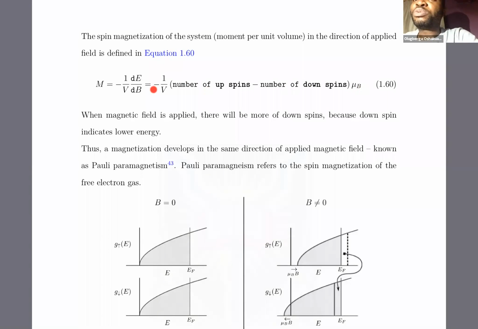So if we can know the number of spin-ups and the number of spin-downs, then simple arithmetic, number of spin-ups minus number of spin-downs times B divided by V, gives us the spin magnetization of the system. So when a magnetic field is applied, there will be more spin downs because the down spin indicates lower energy. We have seen that in the previous equation.